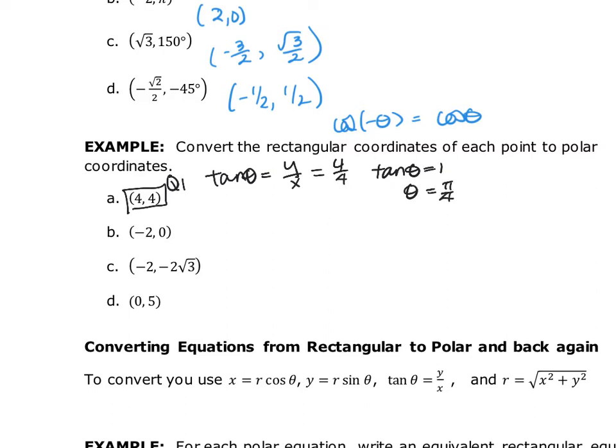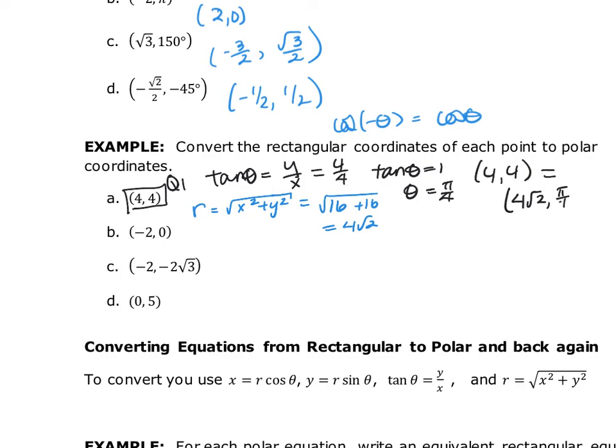Now all I have to do is find my radius, and I find my radius is r is equal to the square root of x squared plus y squared all day long. So this is going to be the square root of 16 plus 16, or in other words, it's going to be 4√2. So this point, which is 4 comma 4 in the Cartesian, is equivalent to 4√2 comma pi over 4.